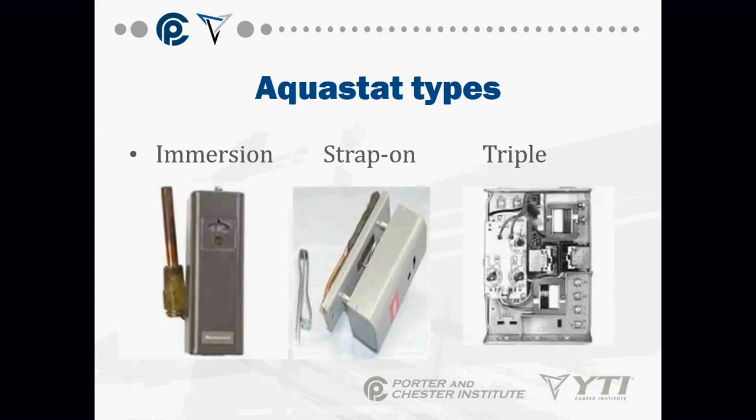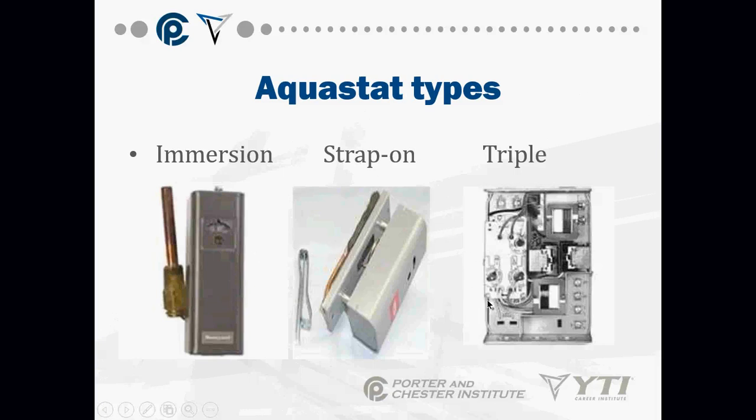Okay? So there they are. This is your immersion type Aquastat. This guy here can either be strapped onto a pipe, or this guy here will sense the temperature of the pipe. These two are kind of the same, really.